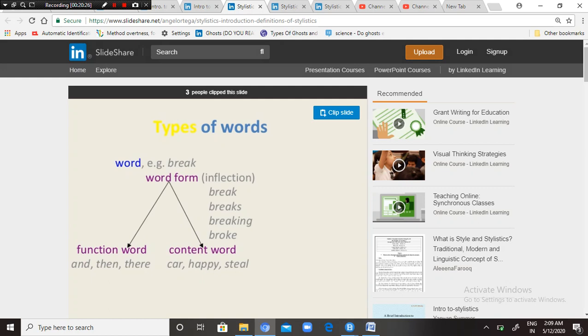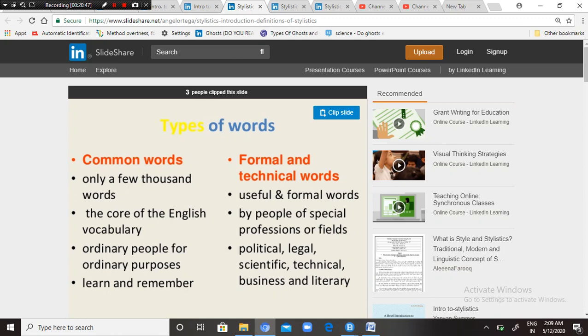So words, for example, word form, inflection, breaks and breaking, block, functional word and content word. Okay, take it next. Types of words: common words, and formal and technical words. In common words, only a few thousand words are the core of the English vocabulary, used by ordinary people for ordinary purposes, to learn and remember.